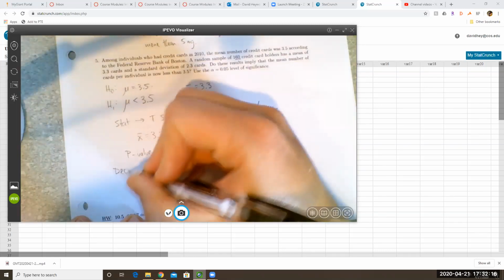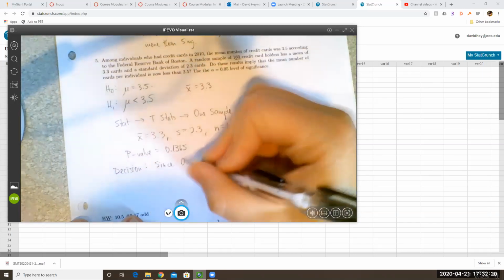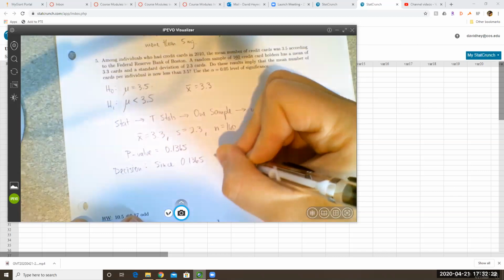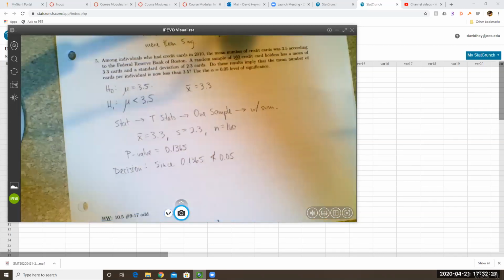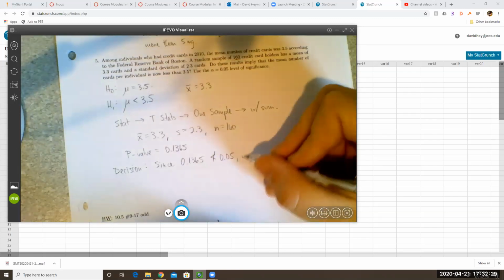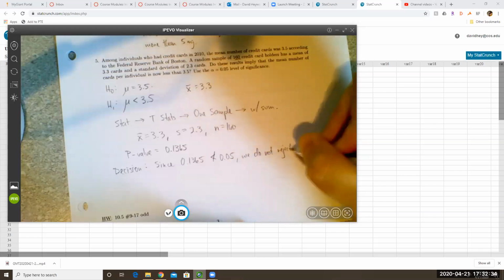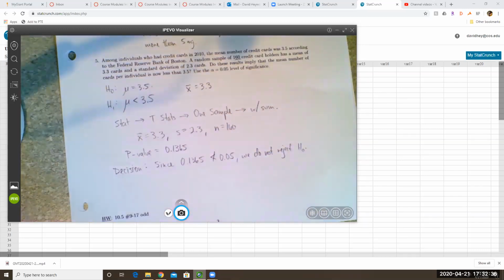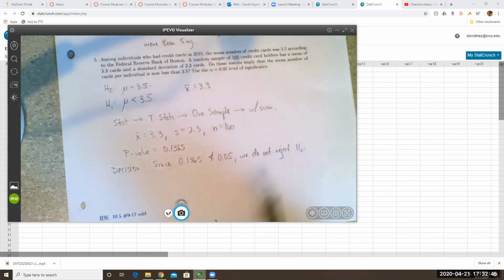More formally, we would say this. Since 0.1365 is not less than our level of significance, 0.05, we do not reject the null hypothesis, right? So remember, all the positive statements go together, all the negative statements go together. So here the p-value is not less than alpha, so we do not reject the null hypothesis. That means there's not enough evidence to support the alternative.